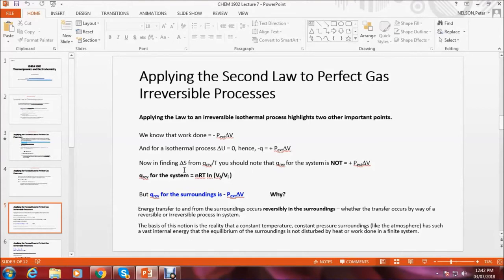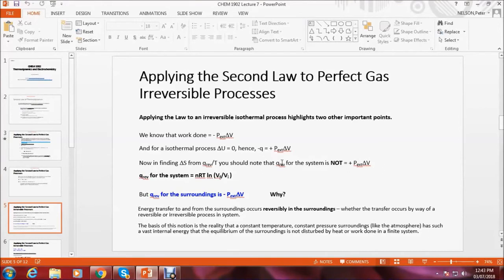Now, in finding delta S, from the second law of thermodynamics, we see where we have to take the ratio of Q and the temperature. Now remember that the work done is the positive of the heat released, same magnitude, different signs. And so you find that you could actually calculate the entropy change for the irreversible process by dividing the P delta V by T.